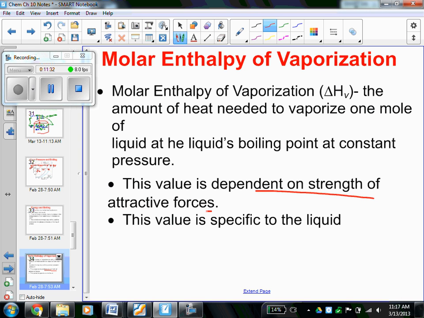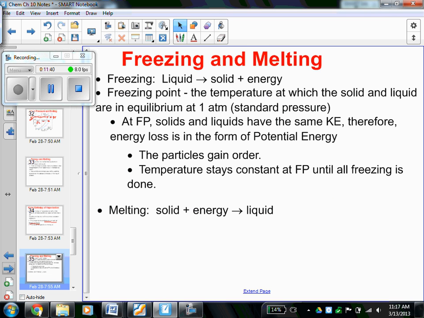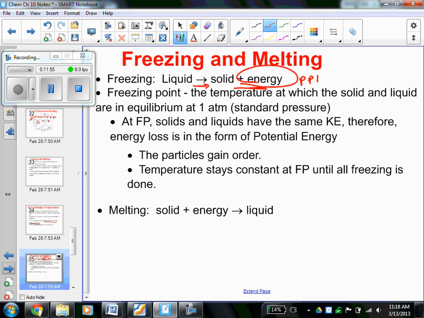The weaker or the lesser the molar enthalpy of vaporization, or the lower that number is, the weaker the strength of the attractive forces. Freezing. As far as freezing goes, freezing is basically just taking a liquid and removing energy. So this is actually called an exothermic process. Notice energy is on the right side of the arrow, so it's a product. And if it's a product, that means that energy is being removed. And this is an exothermic process.